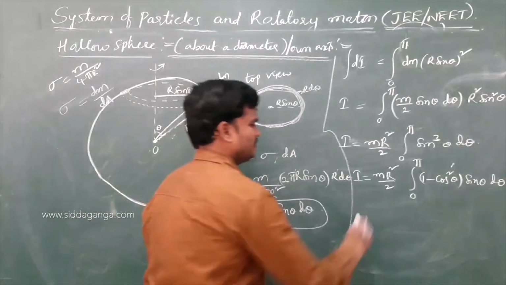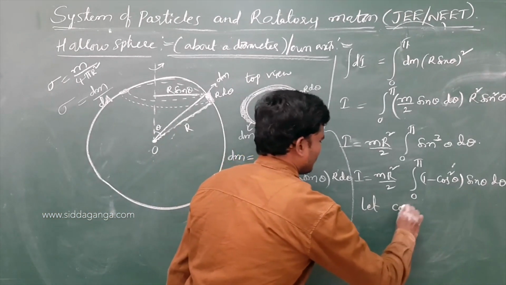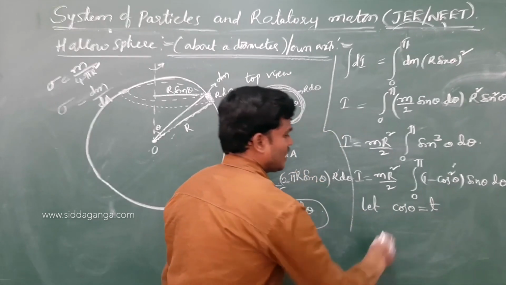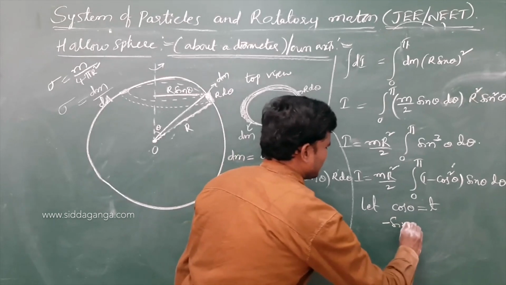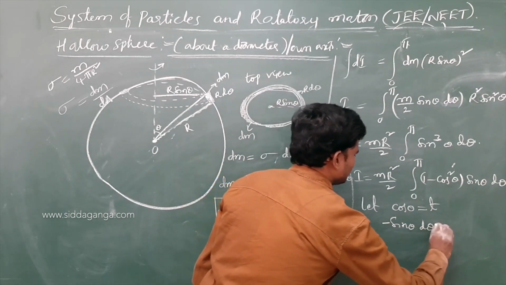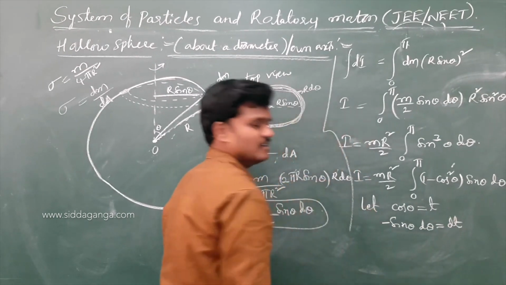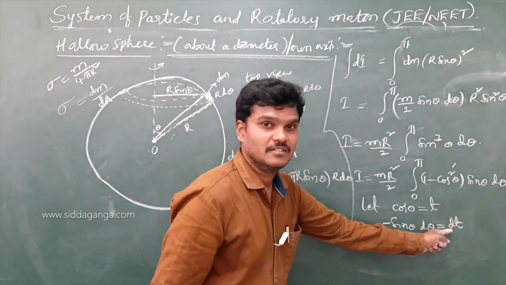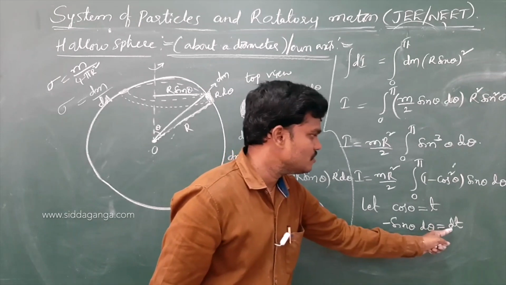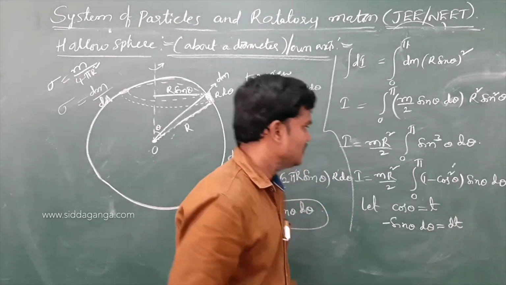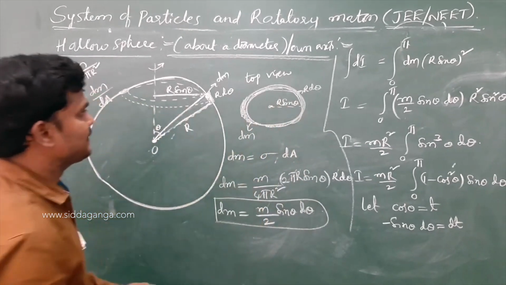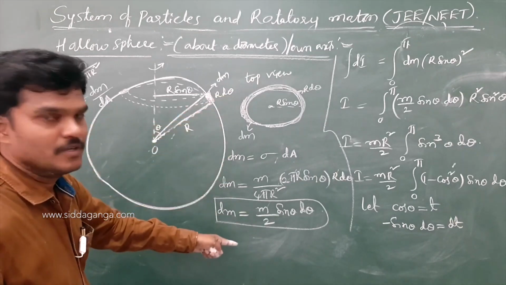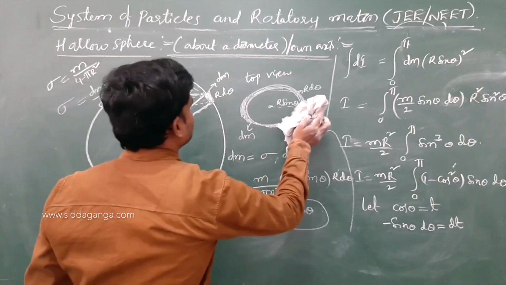Substitution method means let us take cos theta as t. Apply the derivative: this is minus sin theta d theta, which is equal to dt. So sin theta d theta is equal to minus dt. Take the minus here. So we will get, let me write. So take this one. So I am rubbing this side.